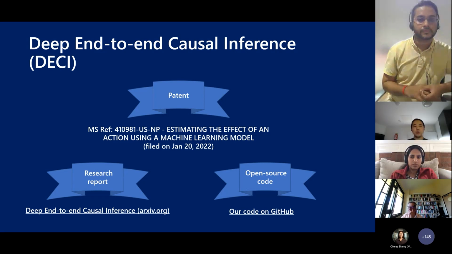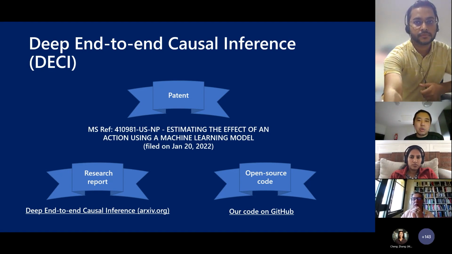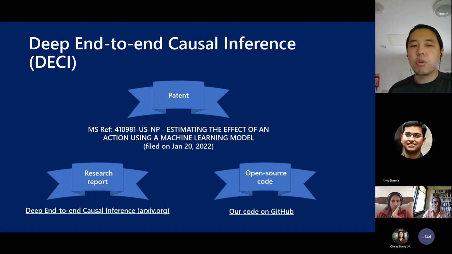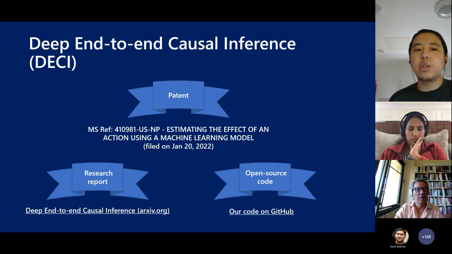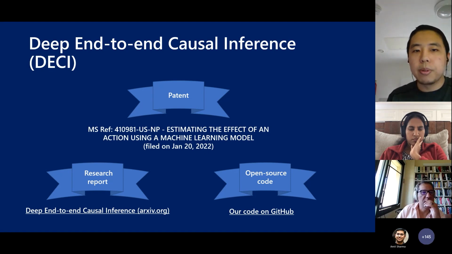Yep, thanks, Amit. My name is Chao. I'm a researcher from Microsoft Research Cambridge. I'm happy to talk about our new release from Microsoft Research, which is Deep End-to-end Causal Inference, or DECI, a new patented tool for scalable end-to-end causal inference, with a very comprehensive research report available on arXiv, and also easy to use open source code on GitHub.